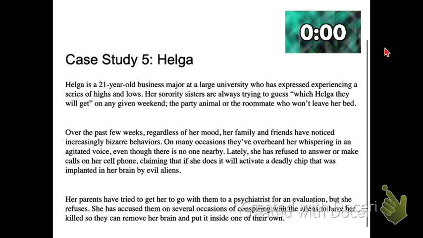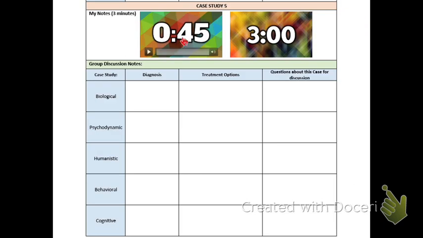All right. Now we're going to practice the 45 seconds. All right. Biological person is up first. You're going to talk about what you think they have and then what you would do to treat it. 45 seconds starts now. Go.